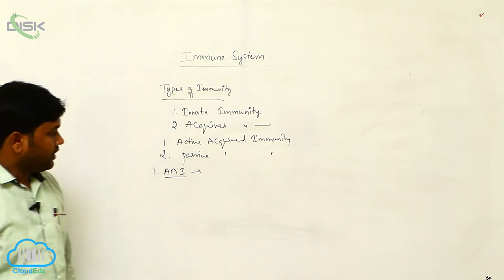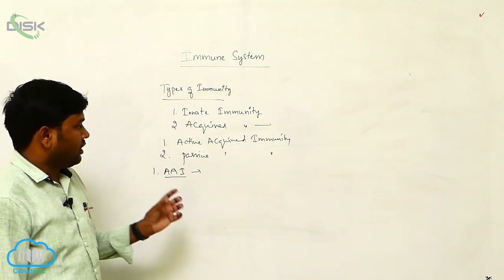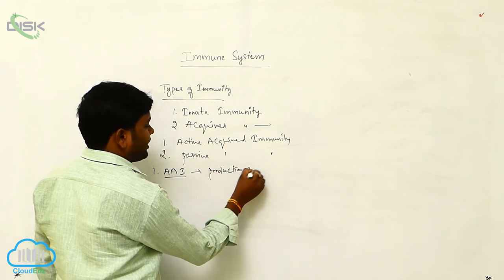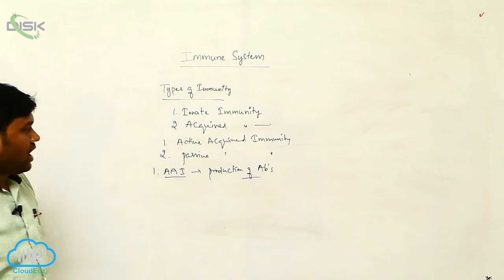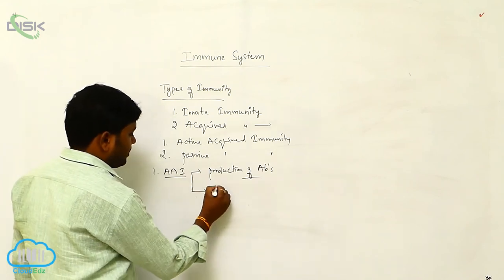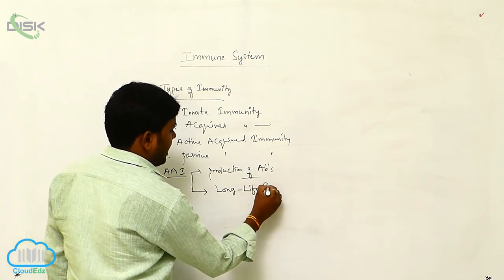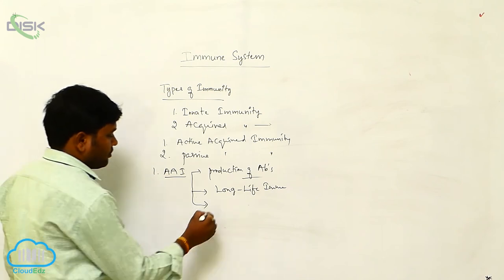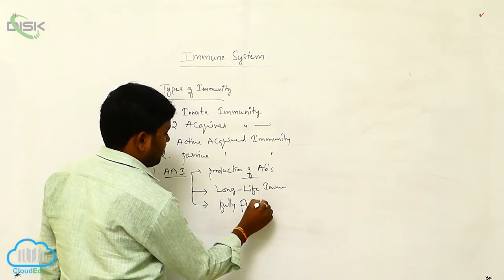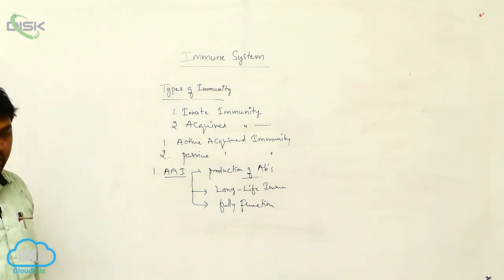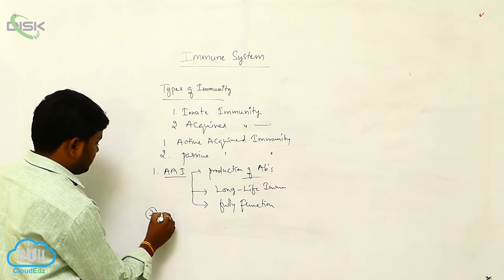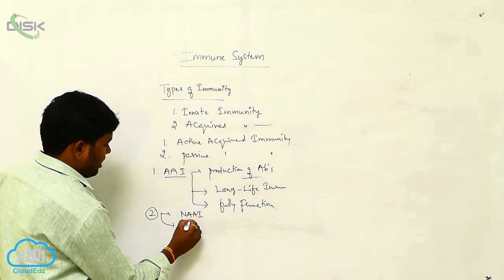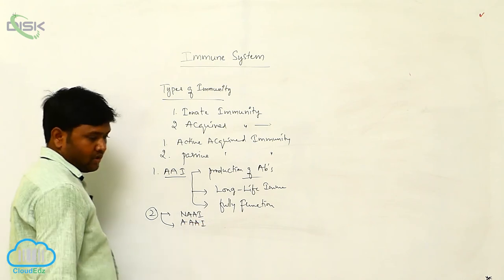Let's see active acquired immunity. Here the defense or immune response is developed in the individual due to the production of antibodies. So it is called active acquired immunity. It is long life immunity. It takes several days to fully function. Again, active acquired immunity is subdivided into two parts: natural active acquired immunity and artificial active acquired immunity.